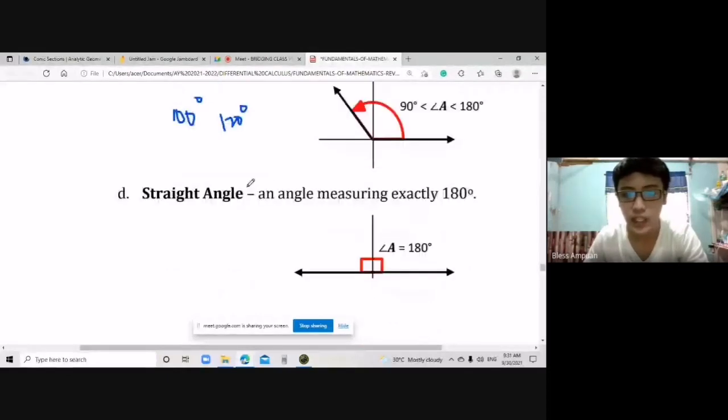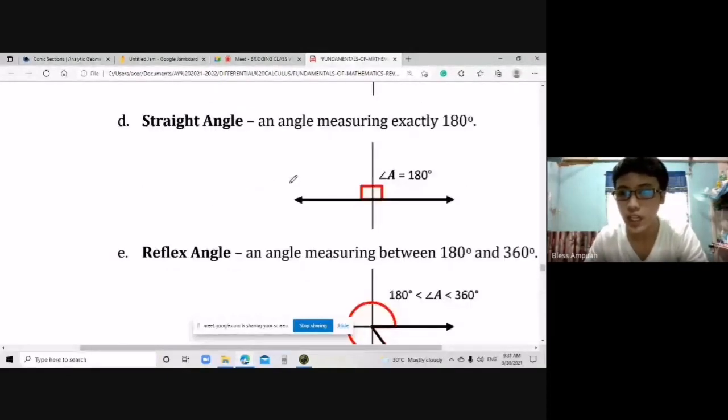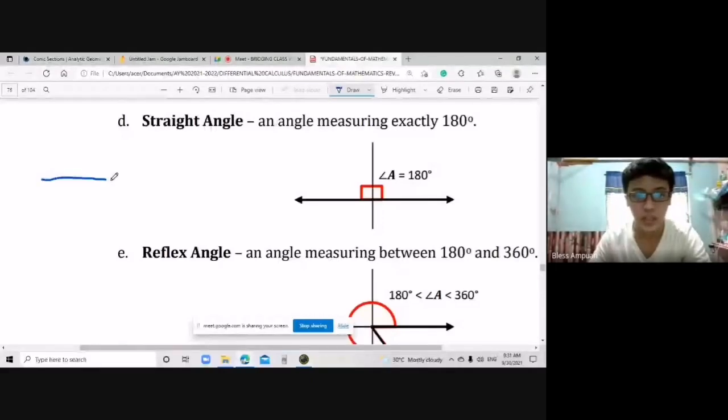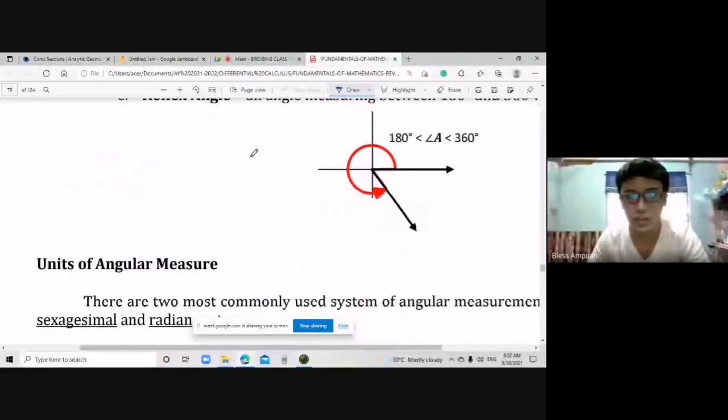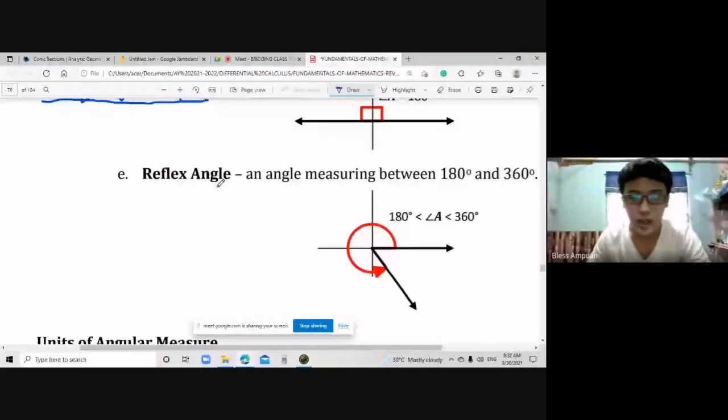The straight angle is an angle measuring exactly 180 degrees. 90 plus 90, so overall 180. So exactly 180 degrees is a straight angle, or a straight line. A straight line is 180 degrees, so take note of that. The last one is the reflex angle. When we say reflex angle, it is an angle measuring between 180 and 360 degrees.